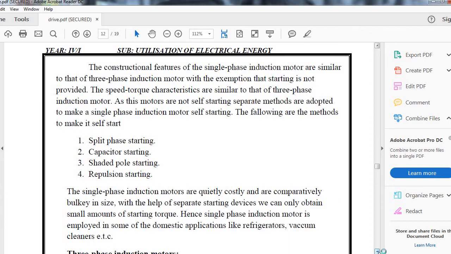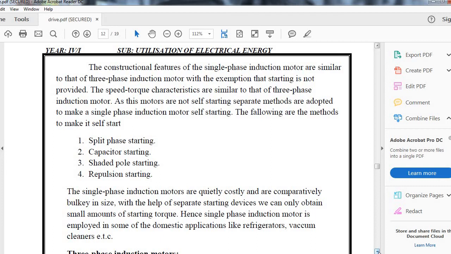As this motor is not self-starting, separate methods are adopted to make a single phase motor start. Following are the methods to make it self-start: split phase starting, capacitor starting, shaded pole starting, and repulsion starting.